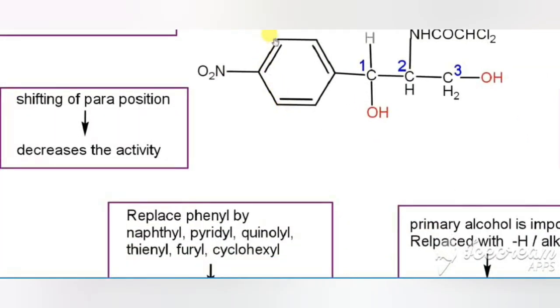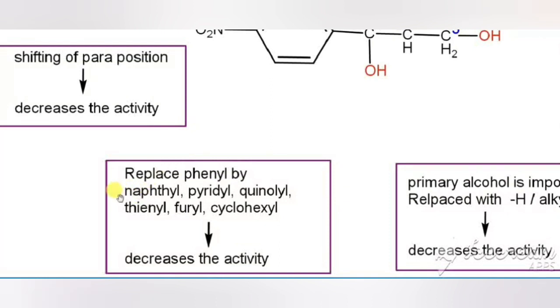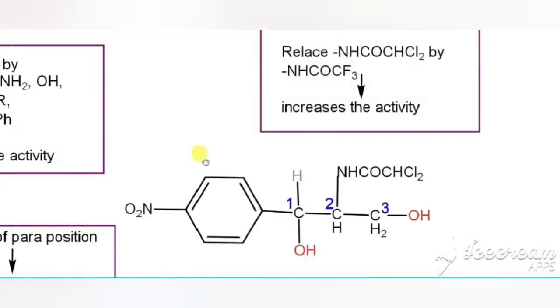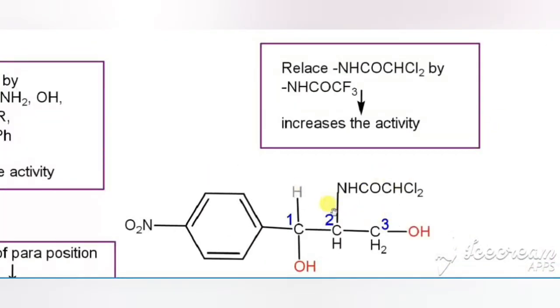Now here we have a phenyl ring. If it is replaced by naphthyl, pyridyl, quinolyl, thienyl, furyl or cyclohexyl groups, the activity would be reduced. So it should be only a phenyl ring. And here we have the dichloroacetamide group. That can be replaced by trifluoroacetamide, and the activity would be increased. So we can replace it with trifluoroacetamide.